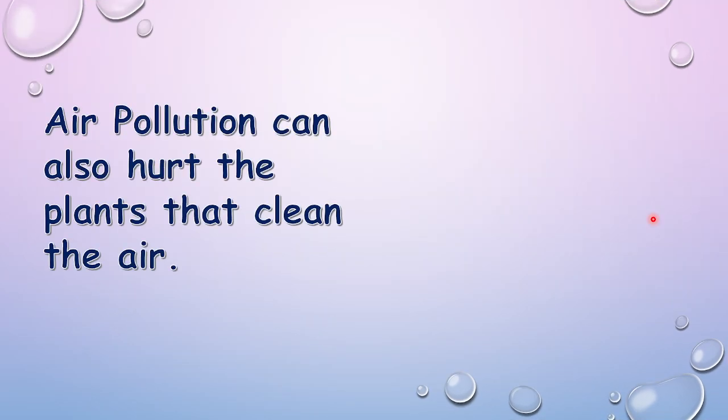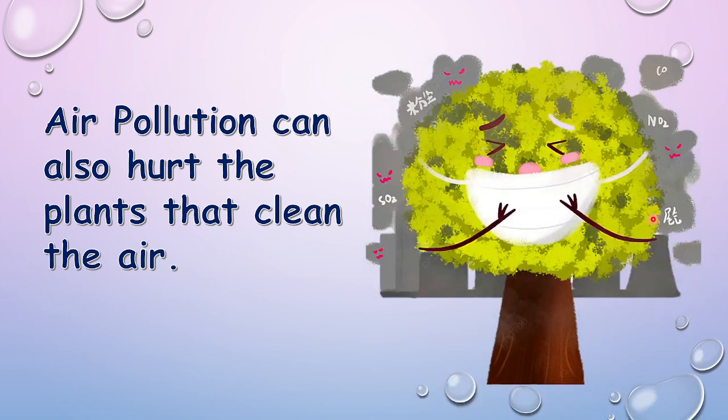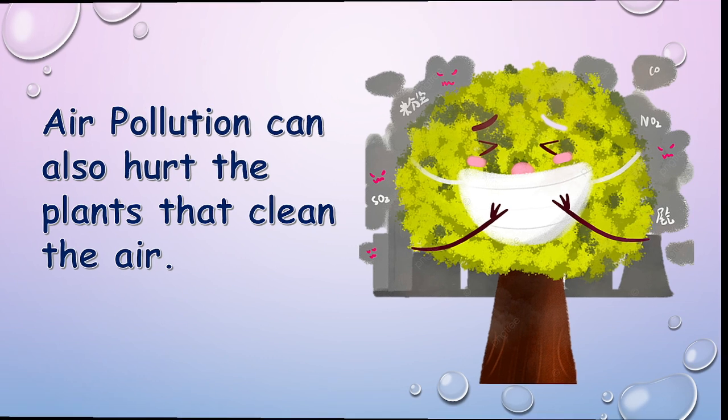Okay. Now, air pollution can also hurt the plants that clean the air. As what teacher said, plants need carbon dioxide only and oxygen. They give out oxygen. They do not need any other gases. But when there's air pollution, it means there are many kinds of gases in the air. And plants absorb them. Plants get them, right? That one can damage the plant. That one can make the plant sick also. And then eventually can die.